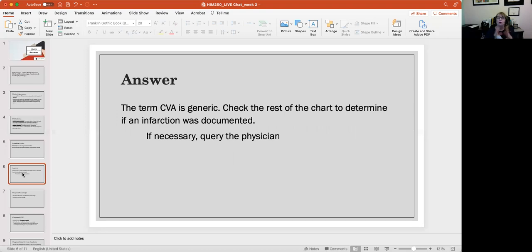All right. So the term CVA is generic. And as I just said, you need to check the rest of the chart to determine if an infarction was documented, and if necessary, query the physician. Did this patient have a cerebral infarction? Chances are you're more likely to see it in the radiology report.